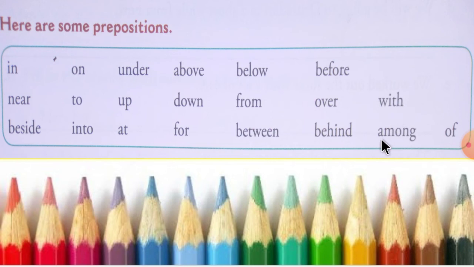Then next, among, and last, of. There are so many prepositions in grammar, not only this. So, you have to make a list of prepositions. Okay, that is your today's homework. You have to make a list of extra prepositions which are not given in your textbook.